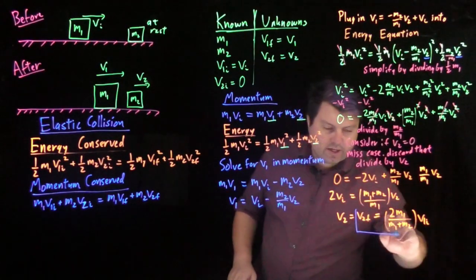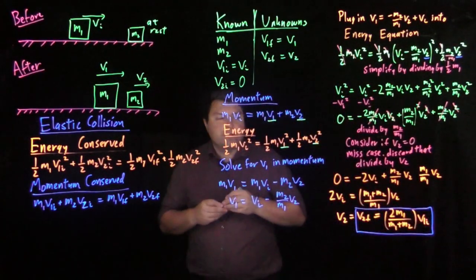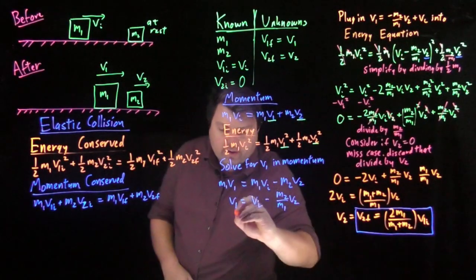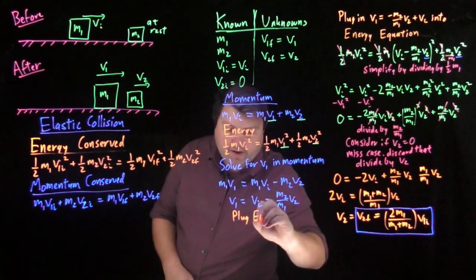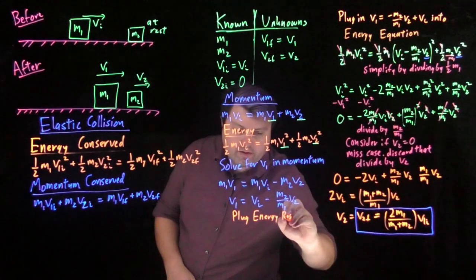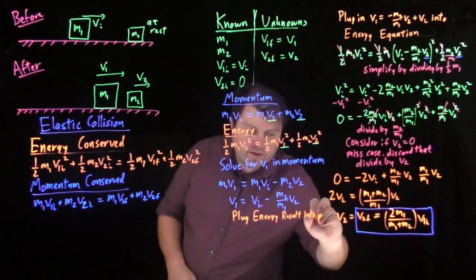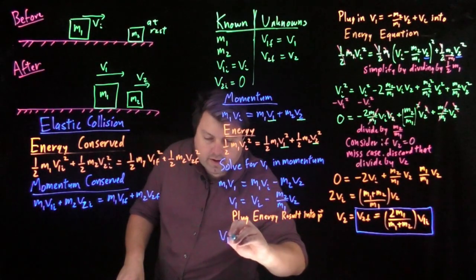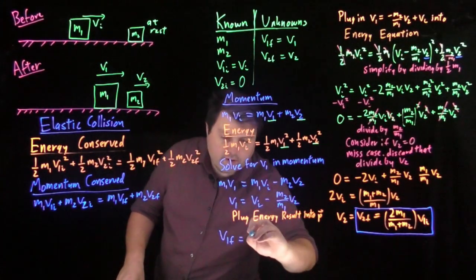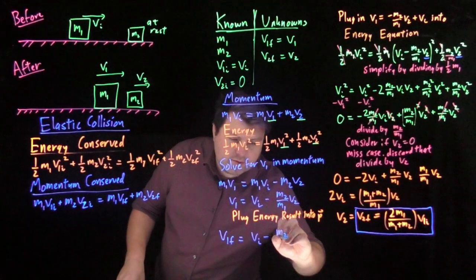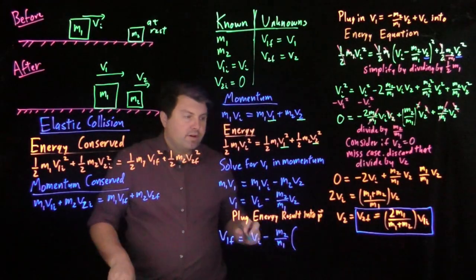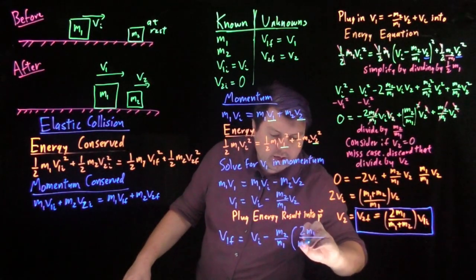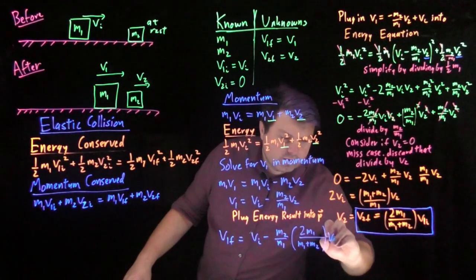And so this is my first of 2 equations. Going back here, now that I know this, I can plug my energy result into my momentum result. And I have that V1 final is equal to V1I minus M2 over M1 times what V2F is, which is 2 M1 over M1 plus M2 V1I.